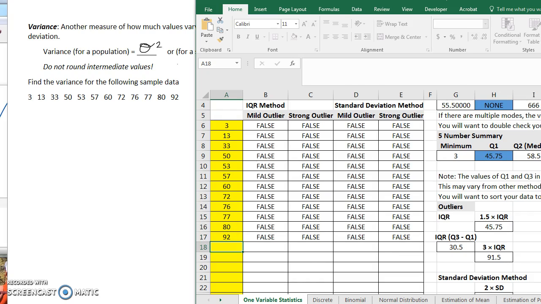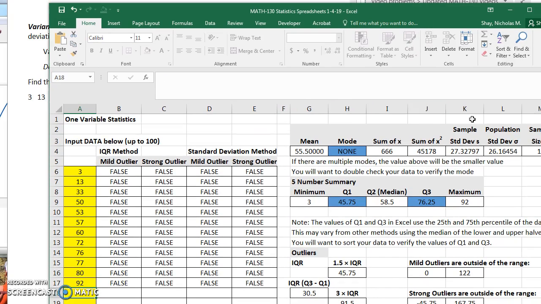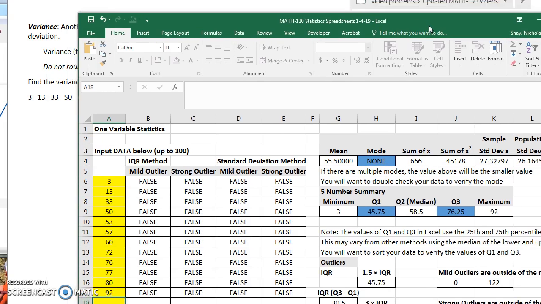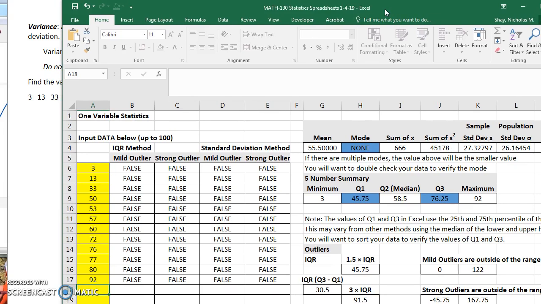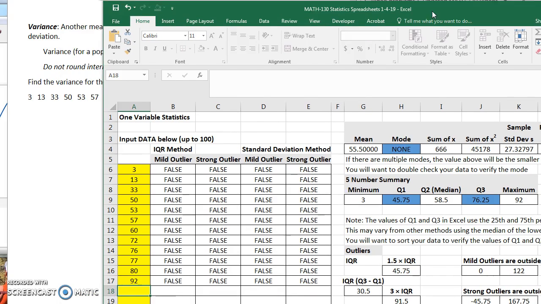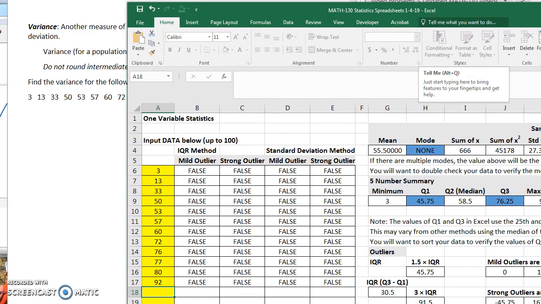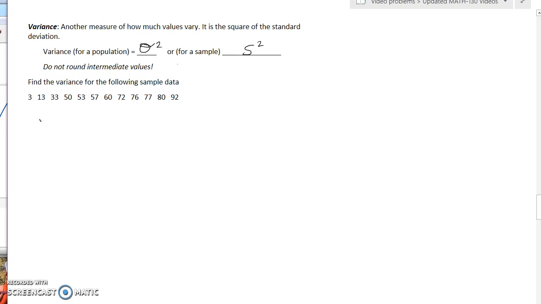All right, I get those values in, and now I'm going to take a look at my descriptive statistics, and I can see my mean is 55.5. I'm going to go with the sample standard deviation because this is sample data. This is what I mean by we don't want to round. We need to make sure we take this whole number, then square it before we round anything. So let's get that copied down.